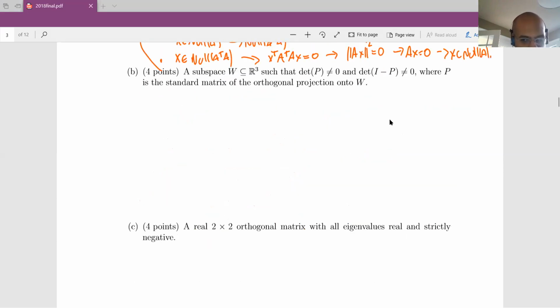Okay, let's do 2B. So you want to find a subspace such that the determinant of P and the determinant of I minus P are both not 0. Any thoughts on how to proceed?